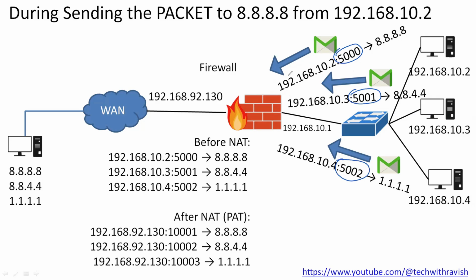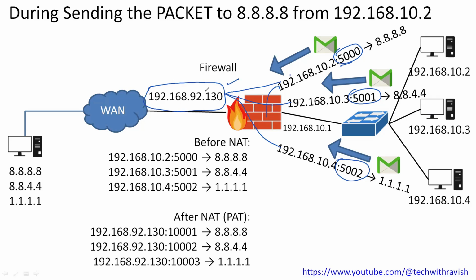So these port numbers will be added, and all of these port numbers will be used to identify the internal traffic, because on the wide area network there is only one IP address. So what will happen is that all three IP addresses are going to use the single wide area network IP address. So how will it be done?